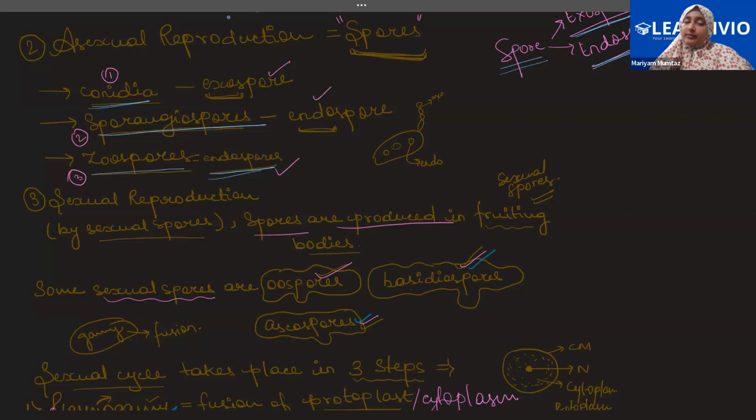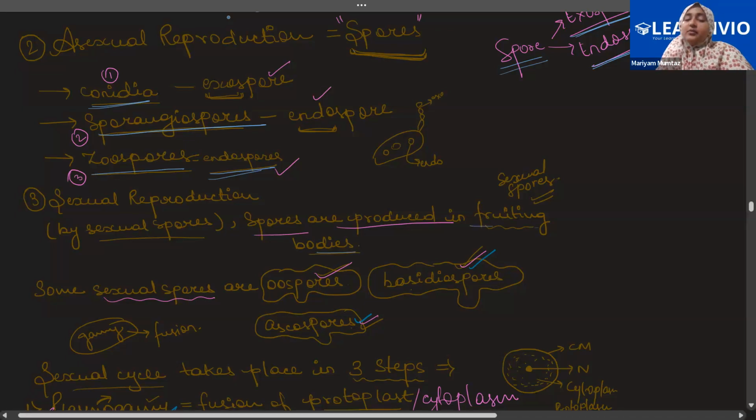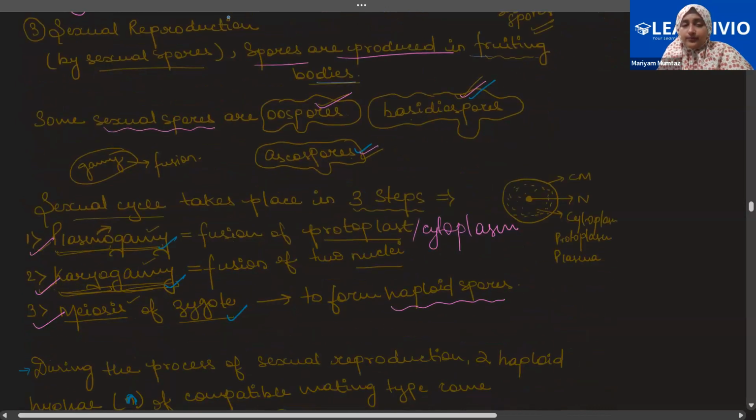So in sexual reproduction, sexual spores are used, just like how in asexual reproduction, asexual spores were used. The sexual spores are produced in the fruiting bodies. These are special structures that produce the spores. Some sexual spores are oospores, basidiospores, and ascospores.